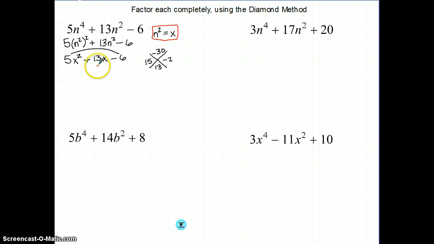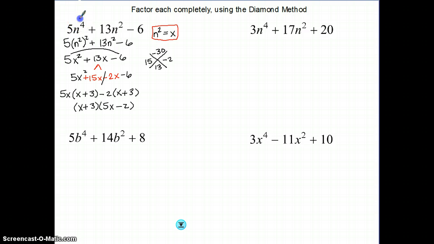Using these two numbers, I'm going to rewrite my positive 13. I have a positive 15x minus 2x. You still have that 5x squared in front and the minus 6 in back. Now we split down the middle, take out the 5x that's in common on the right, leaving you with x plus 3. And on the left, I take out a negative 2, and I'm left with x plus 3 in the second parentheses. Taking out that x plus 3, my second factor is 5x minus 2.